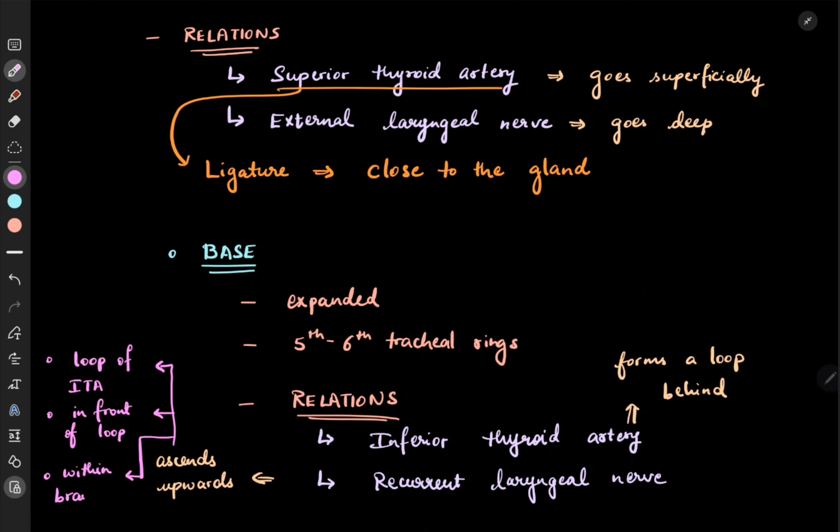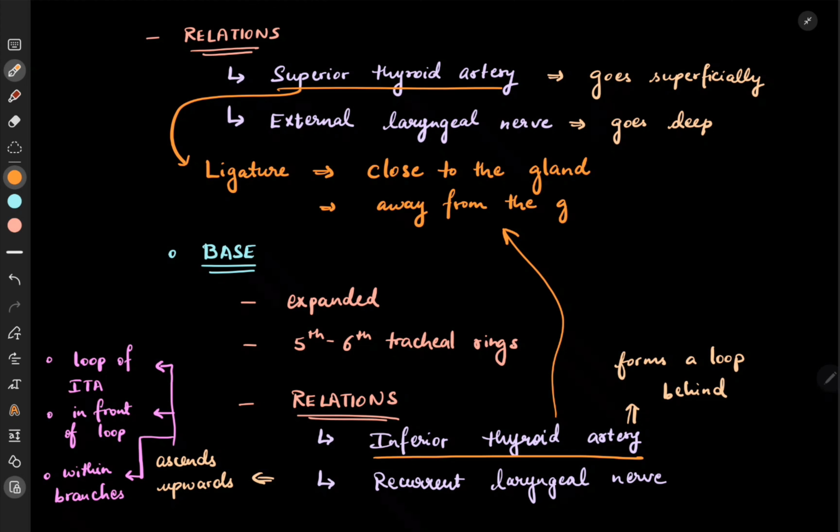Thus, ligation of the inferior thyroid artery must be done away from the gland. Ligation of the recurrent laryngeal nerve by mistake leads to hoarseness of voice.